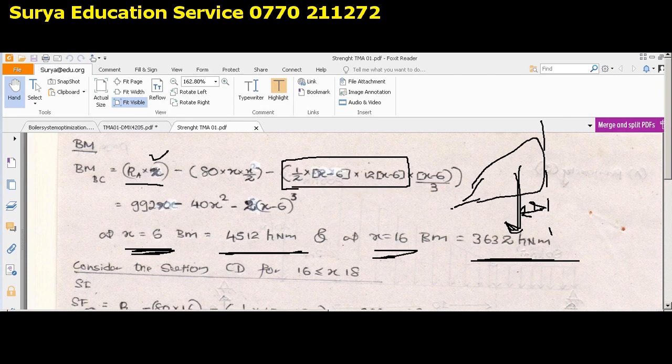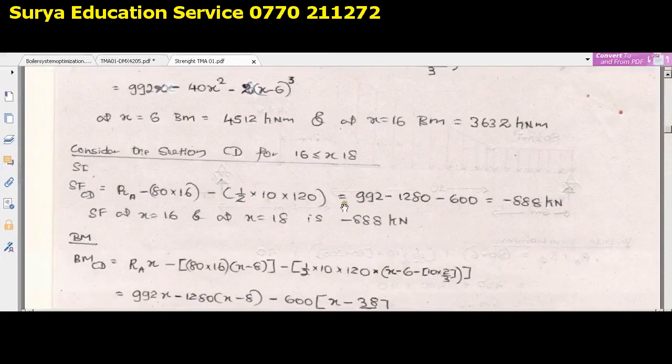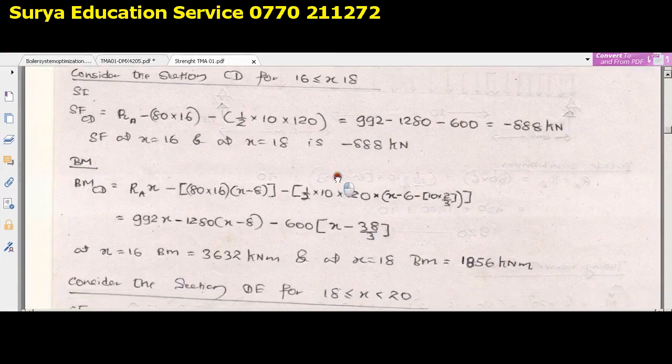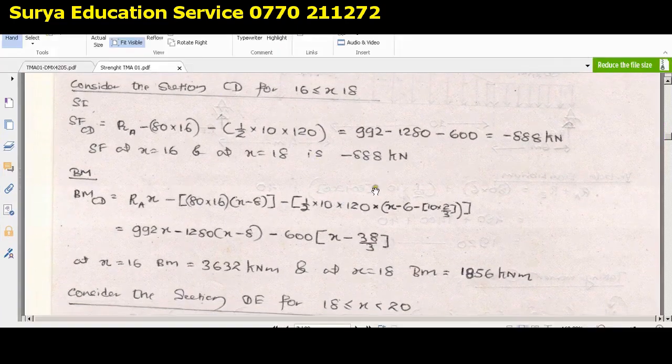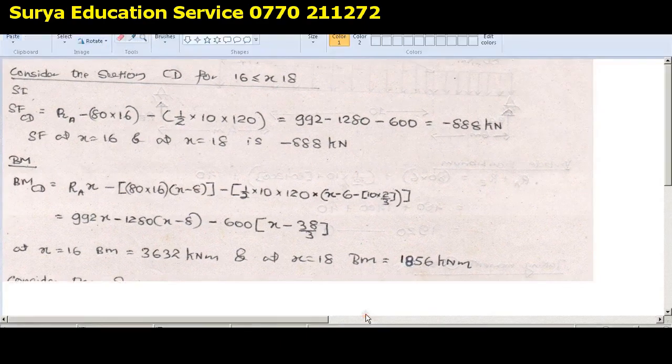So now you know each and every part. Okay, so now bending moment clear and shear force clear. So now that part is clear. Now consider the next section. Okay, so now we are moving on to the next section, which is CD. So now we will see why we consider CD as a section.